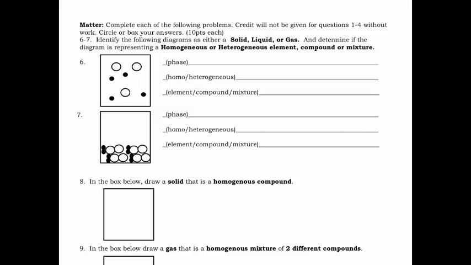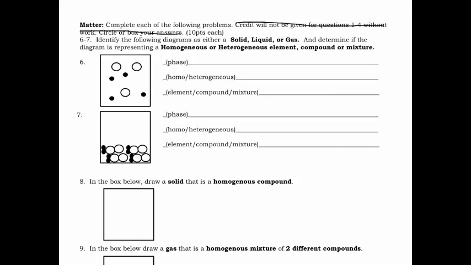All right, on the back side, they are 10 points apiece. Identify the following diagrams as either solid, liquid, or gas, which is the phase of matter, and then determine if the diagram is representing a homogeneous or a heterogeneous element, compound, or mixture. So we're saying three things about each of these. I kind of supported that a little bit by labeling what you should be answering for each one.